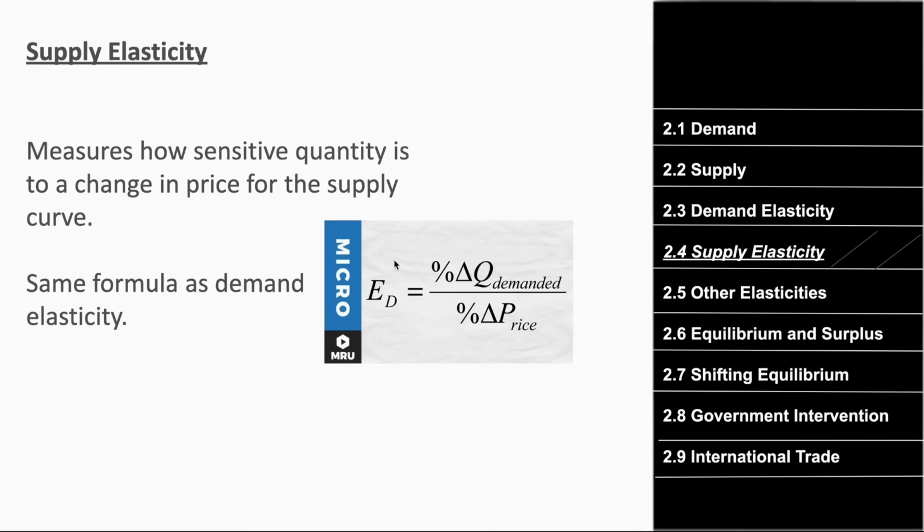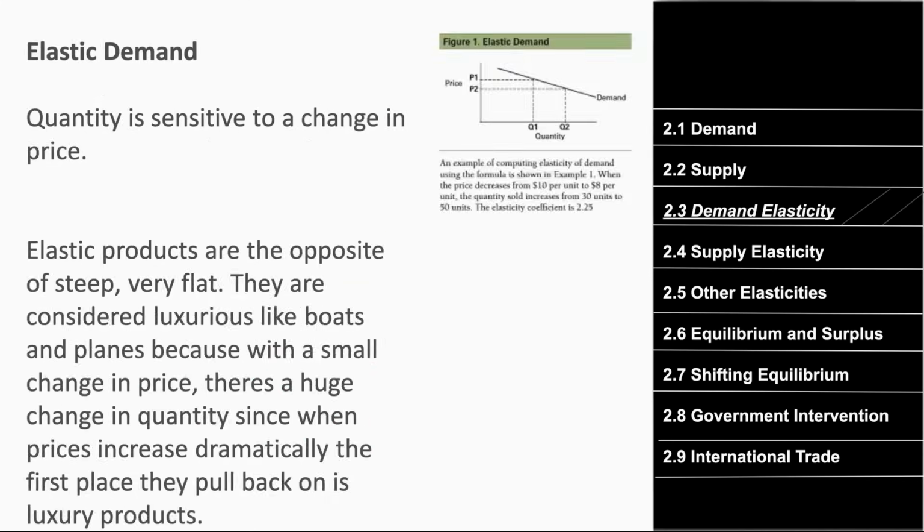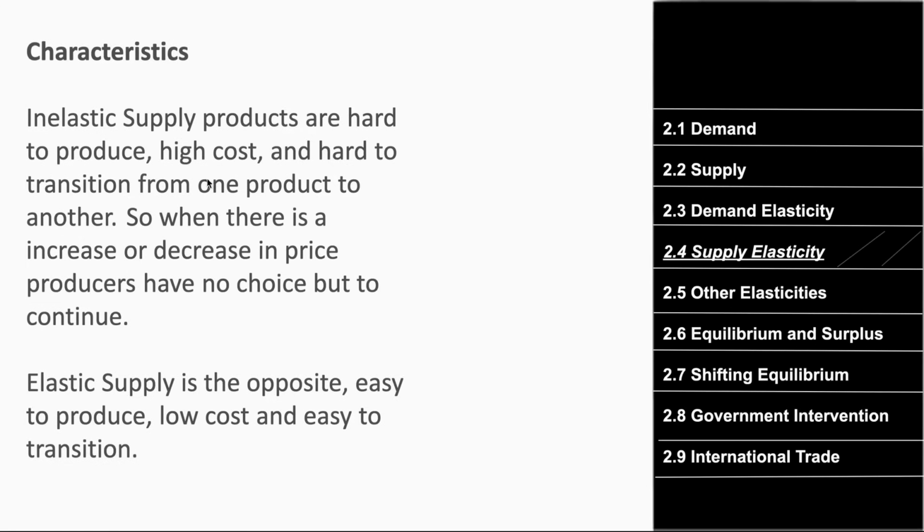Now we have supply elasticity. Supply elasticity is the exact same thing as demand elasticity, but it's for producers, and it shows how elastic a supply curve is. So there's a few characteristics here. Inelastic supply products are hard to produce, have a high cost, and are hard to transition. This is because no matter the change in quantity, price would stay the same because producers would have to continue to produce. For hard to make products, even if they're making a loss, they can't really switch to another product. It's hard to do so.